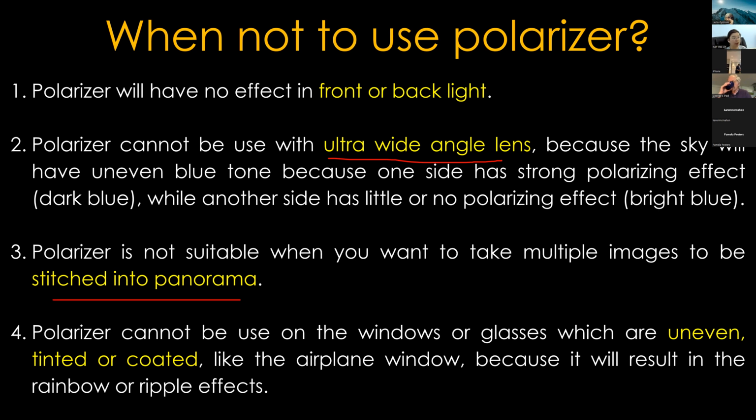And the polarizer cannot be used on windows or glass that are uneven, tinted or coated. For example, with an airplane window, you cannot use the polarizer to cut off the unwanted reflection, because airplane windows are coated and it will result in a rainbow or ripple effect.